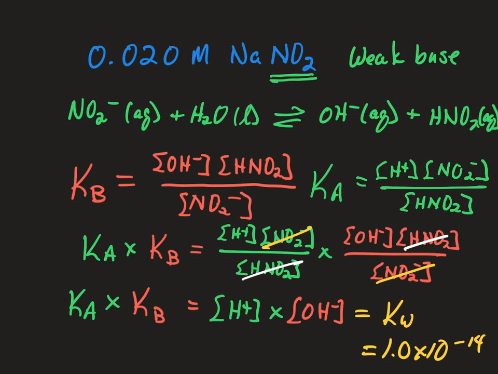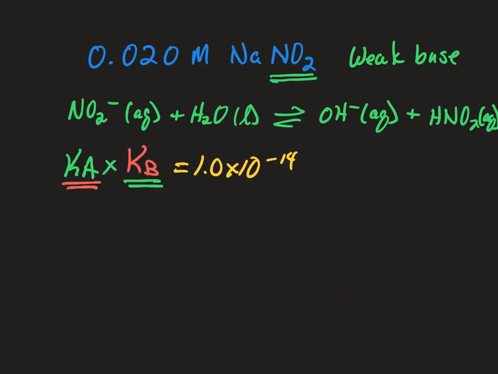So that means that always Ka times Kb for the same species, for the related species, is 1 times 10 to the minus 14. We can use our Kw. So since we know the Ka for nitrous acid, we can find the Kb.